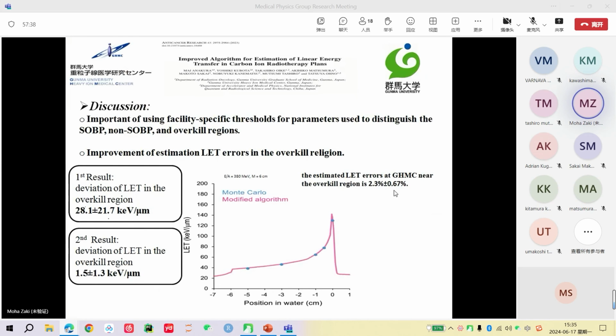The results of this reviewed paper suggest that it is necessary to use a facility-specific RBE threshold value to distinguish the spread-out Bragg-Peak, non-spread-out Bragg-Peak, and the overkill region with respect to other parameters, because application of a threshold specific to a given facility to datasets from other facilities would result in an LAT estimation error. Yet, when LAT distribution is the same with the same energy and spread out Bragg-Peak size, the same set of approximation formulas could be used for RBE to LAT conversion, regardless of the place where the carbon ion radiotherapy facility is located.